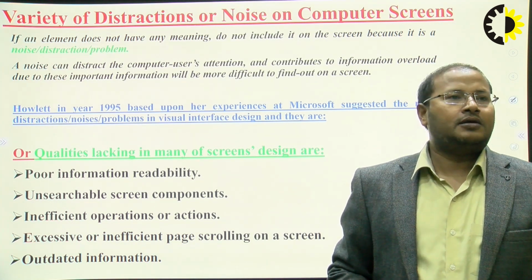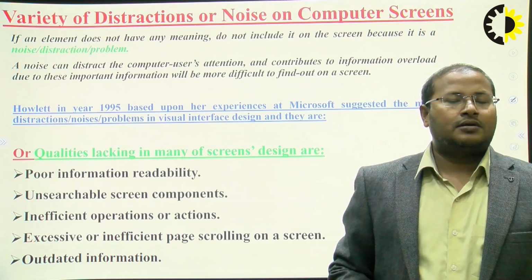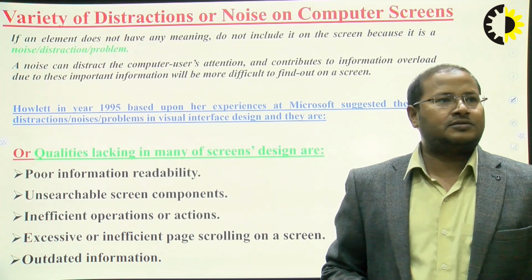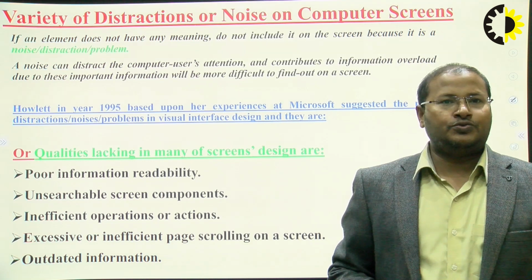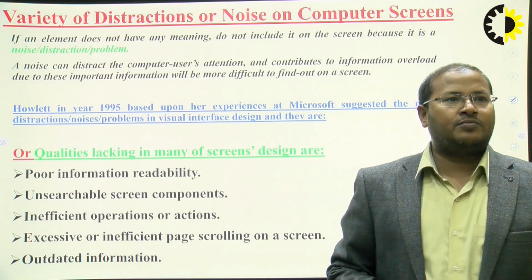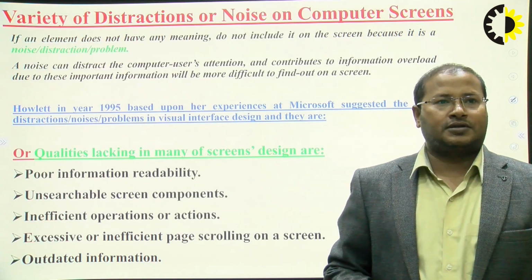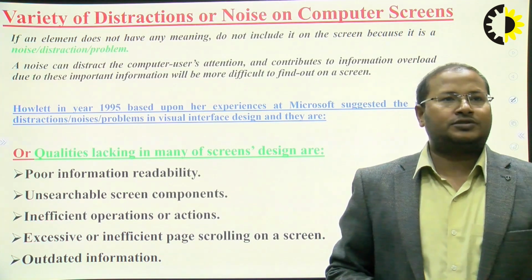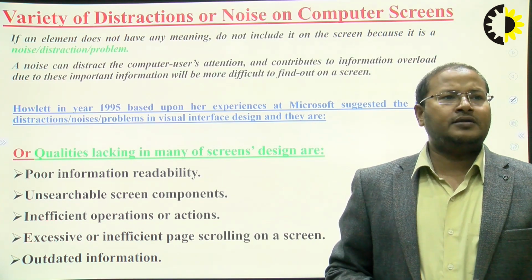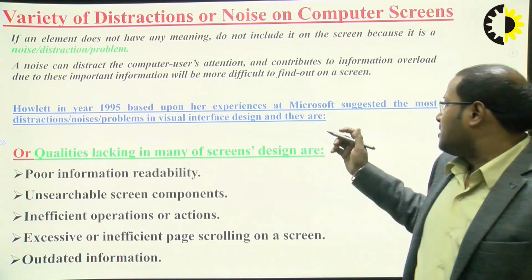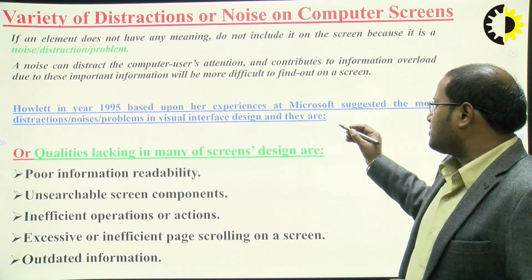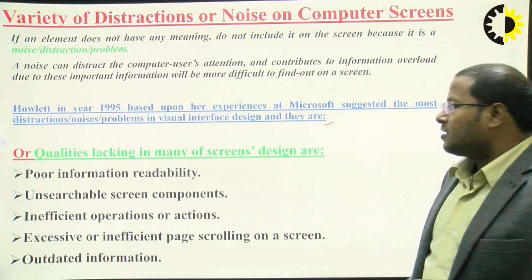If any irrelevant data elements are present on the screen, they have no use, no meaning, then that is called a noise. A noise can distract the computer user's attention and contributes to information overload. Due to this, important information will be more difficult to find on a screen. Due to overloading, it will be very difficult to search for relevant information on the screen in a very short period of time. Hewlett, in 1995, based upon experiences at Microsoft, suggested the most distracting noise problems in visual interface design, and they are here.